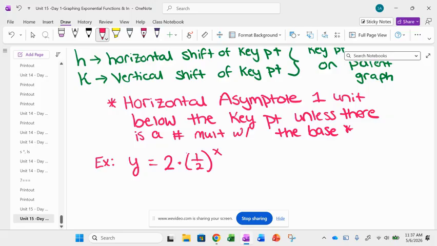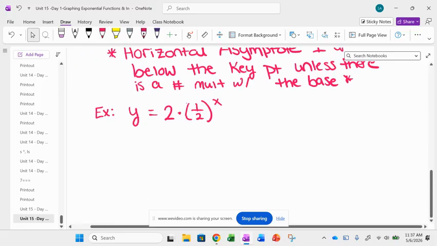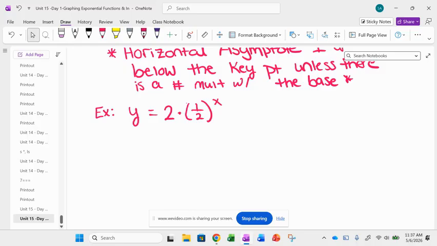Okay, what does this mean? So if I were to ignore this 2 right now, this is a parent graph, right? A half raised to the x. Can we agree that if I'm ignoring this 2, my key point would be (0, 1)? And then I would have a horizontal asymptote, based on what I said, one unit below that. So I have a horizontal asymptote at y equals 0.